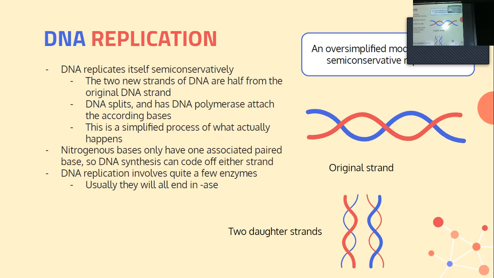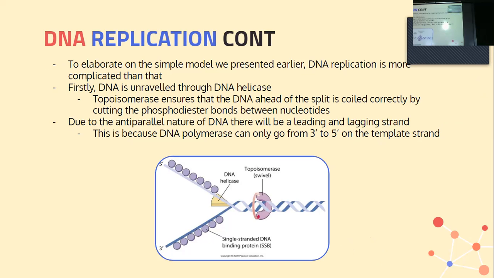DNA replication involves quite a few enzymes. So if you ever see a chemical that ends in ASE, you can assume it's going to be an enzyme, like topoisomerase or lactase, which is for lactose.